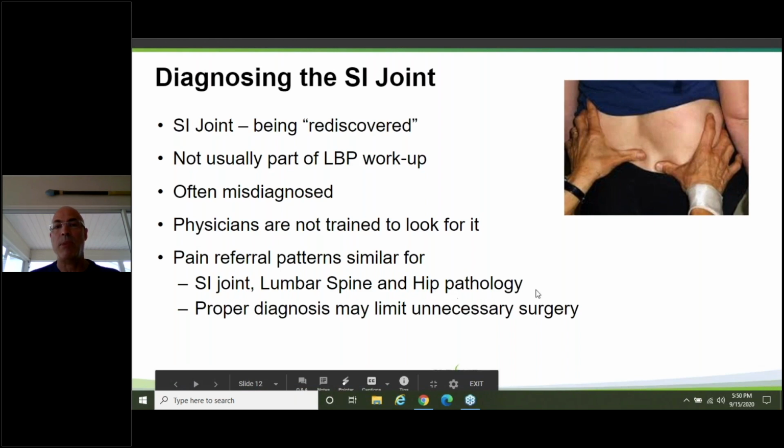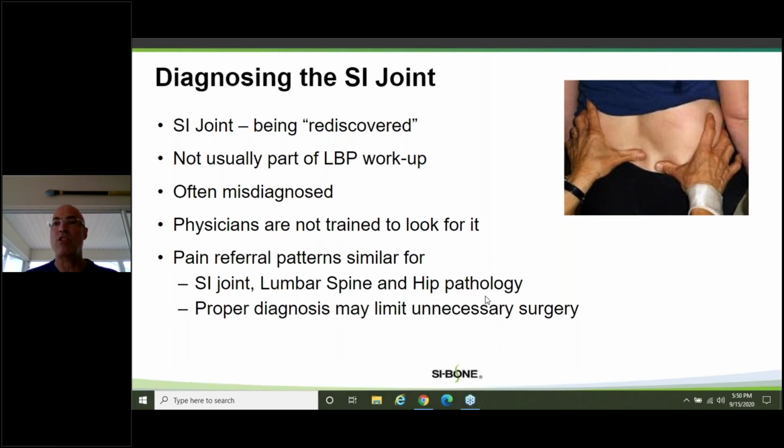For example, I've seen patients with hip replacements that have had revision surgery because it was thought that their hip implant was loose, when really it was the sacroiliac joint. So clearly very important to try to make the correct diagnosis.